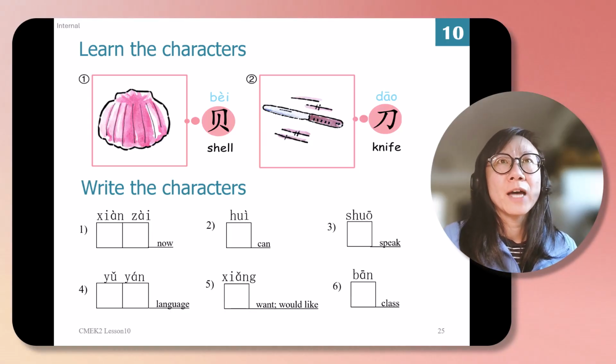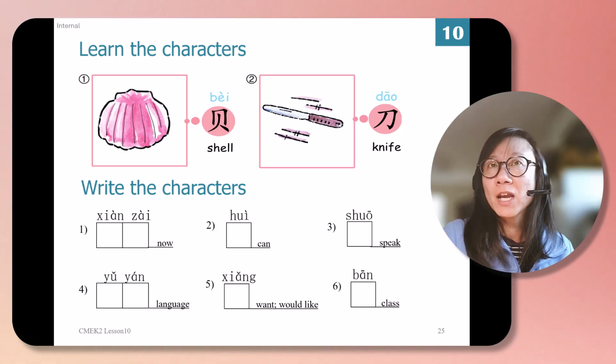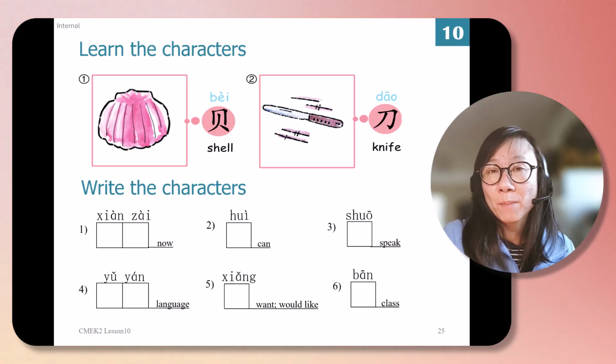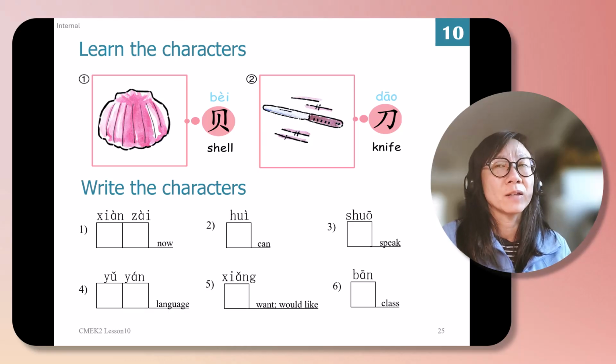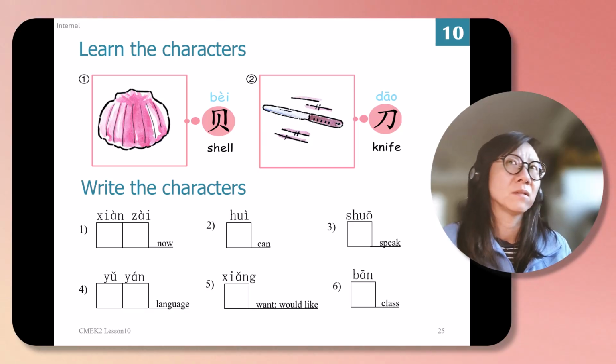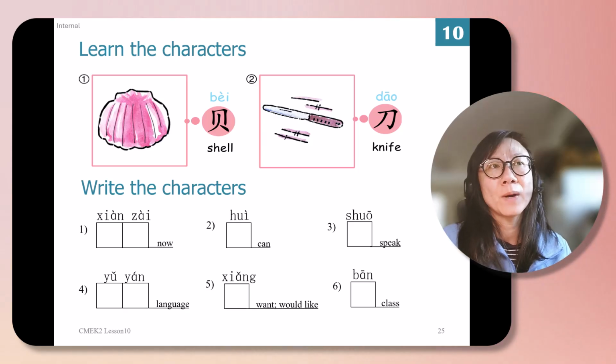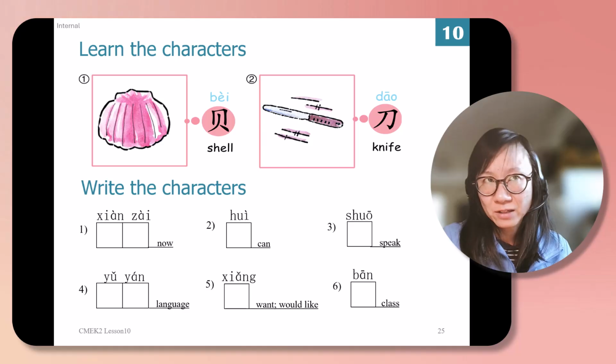Now it's your turn to have a look at these activities in your textbook, right? To learn the characters and also write out the characters for these. So for the first one is 现在 meaning now. So make sure you can find it. You can either recall it from your memory or find it from the most recent or the current lesson in your textbook. The second one is 会 meaning can. And we did the quiz about it last time.